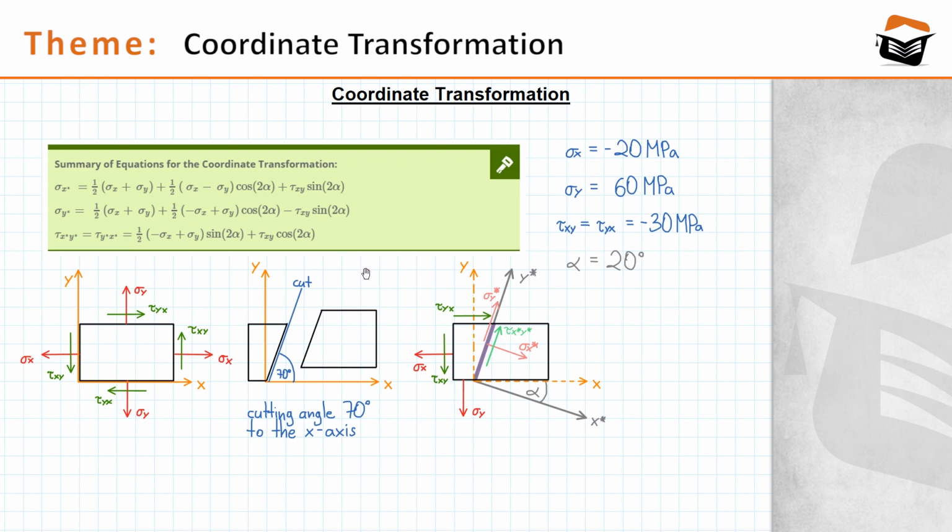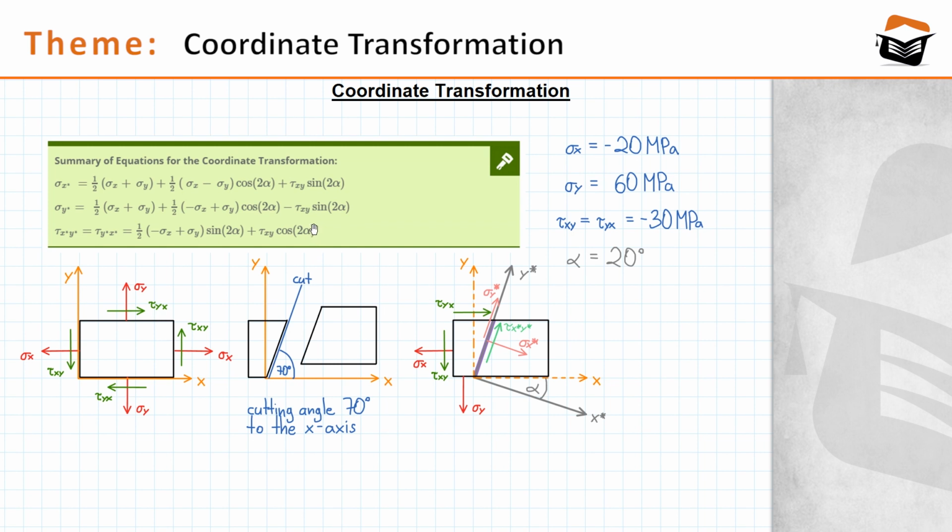So before we start, let me give a remark at this point, which is important. The example demands that we perform a cut at an angle of 70 degrees to the x-axis. The variable alpha in this formula does not refer to the cutting angle per se, so keep that in mind. The angle alpha actually refers to the angle by which the coordinate system rotates.